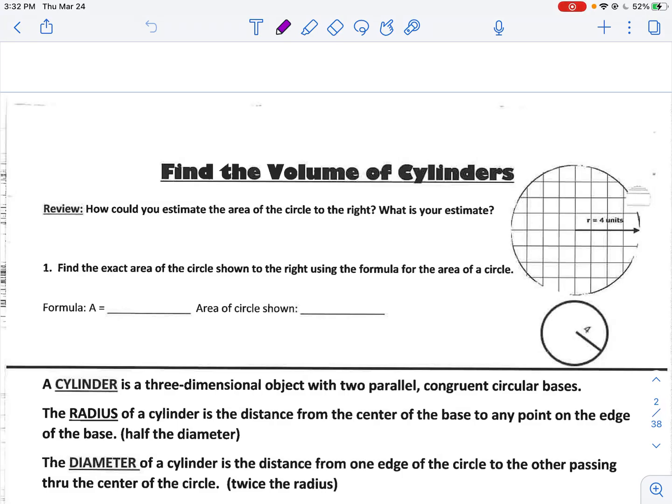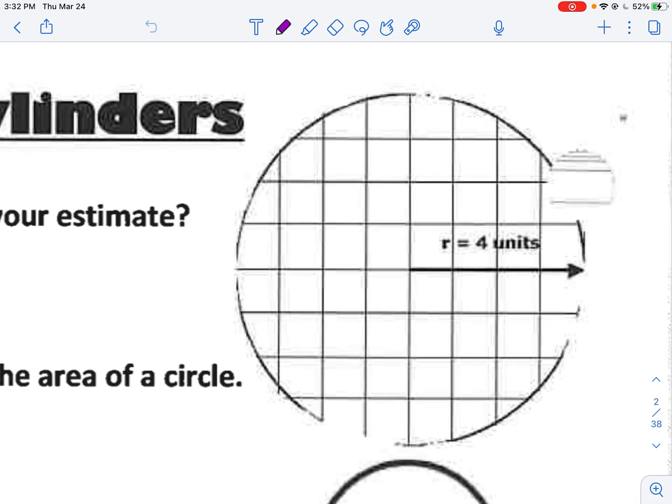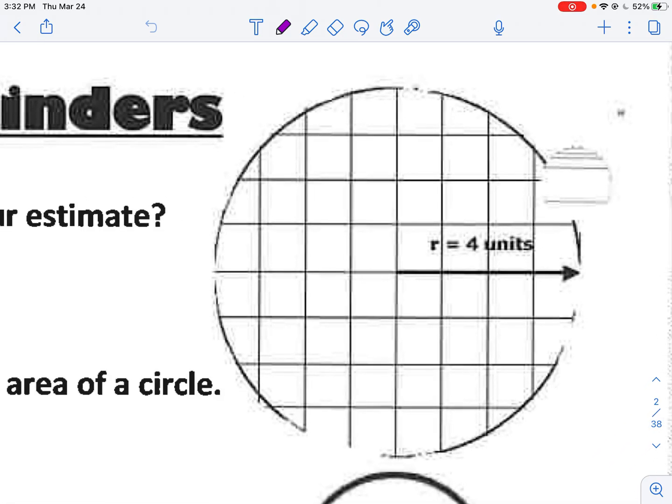Okay, so how could I find the area? When you talked about area, each square was 1 times 1, which is 1 unit squared. So we're going to count up the ones that are almost full. So if I was to do this, 1, 2, 3, 4, 5, 6, 7, 8, 9, 10, 11, 12, 13, 14.